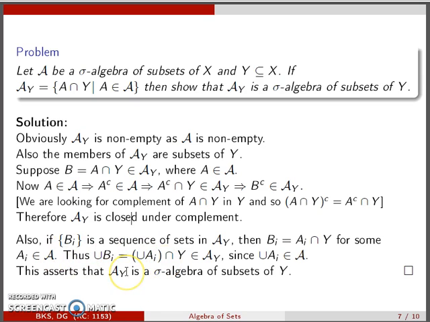We need to show that it's closed under countable union. So take a countable sequence of sets B_i in A_Y. B_i is of the form A_i intersection Y. Then the union of B_i will obviously be in script A_Y because of the fact that the union of A_i is in script A. And hence script A_Y is a sigma algebra of subsets of Y. Remember that, of Y.